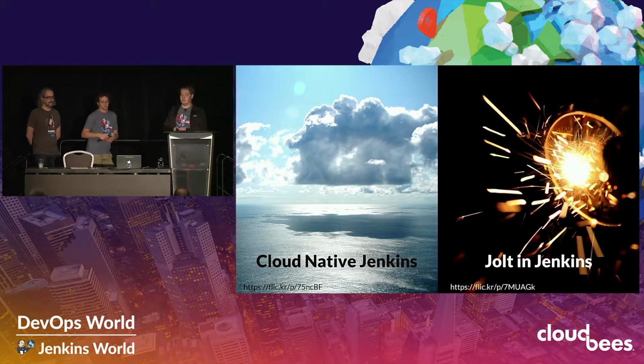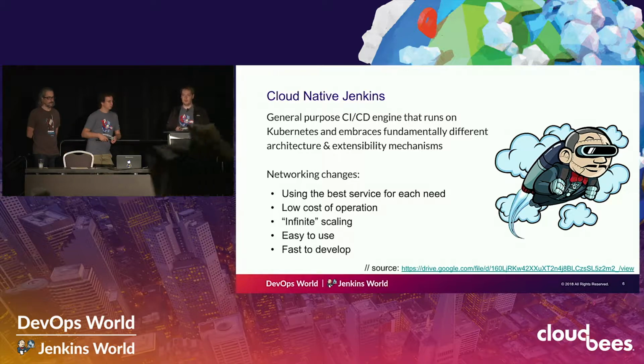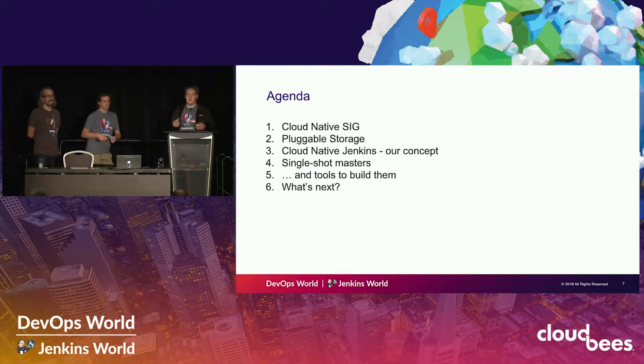So as a part of the vision presented by KK, there is a cloud native Jenkins solution. It's a general purpose CI/CD engine which is based on the Kubernetes platform. It has low cost of operation, it's easy to use, easy to develop, and it supports infinite scaling. So all common properties which cloud native applications have. Obviously, if you want to build such a solution from Jenkins, there are some changes that need to be done, and we will try to present these changes.